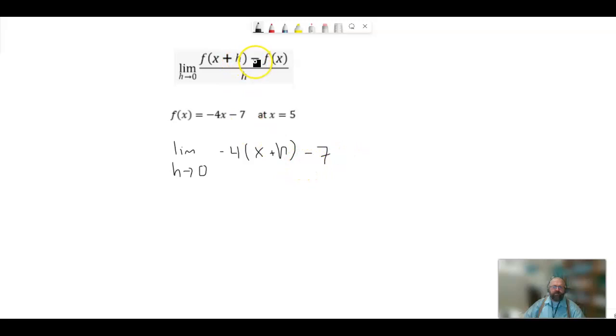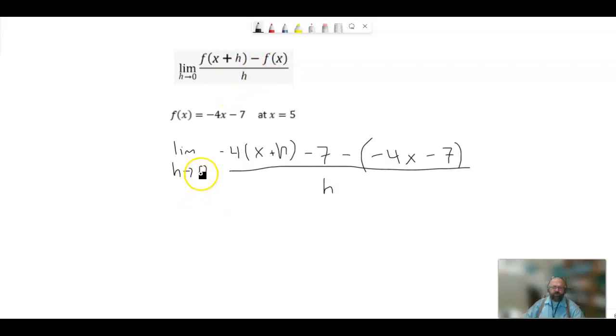All right, and then we're going to do the minus here from right there. So minus, and then f of x is just this function here, and I'm going to put it in parentheses so that way I remember to distribute that negative sign correctly. 7. And this is going to be all over h. All right, so that's the first step. Again, this function notation says go to your function and just replace whatever variable you have with x plus h.